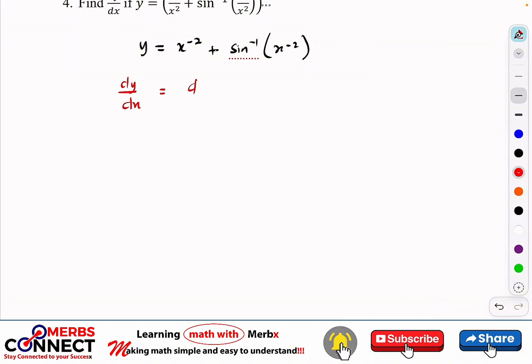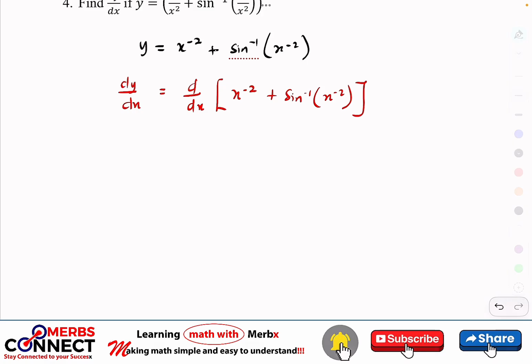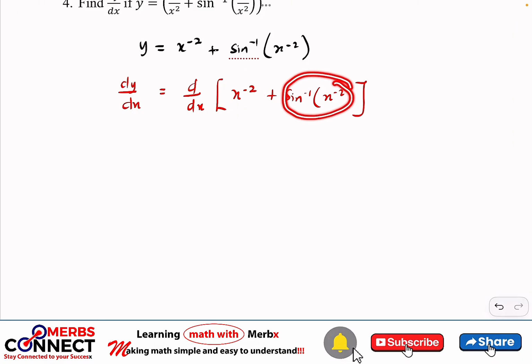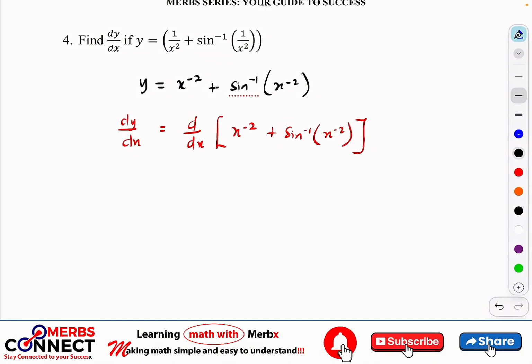So now let's find dy over dx. This is going to be d over dx in a big parenthesis, x to the power minus 2 plus sine inverse of minus x to the power minus 2. So what I'm now going to do here, now we can take derivative of each function. So I can take derivative of this and also take the derivative of this. But taking derivative of this, we need to use the general rule. So let me just write it.